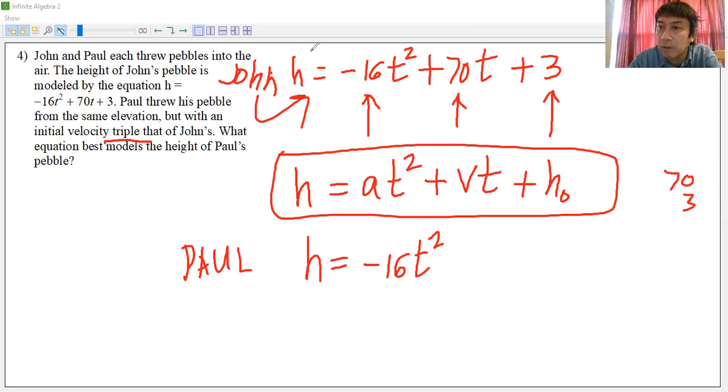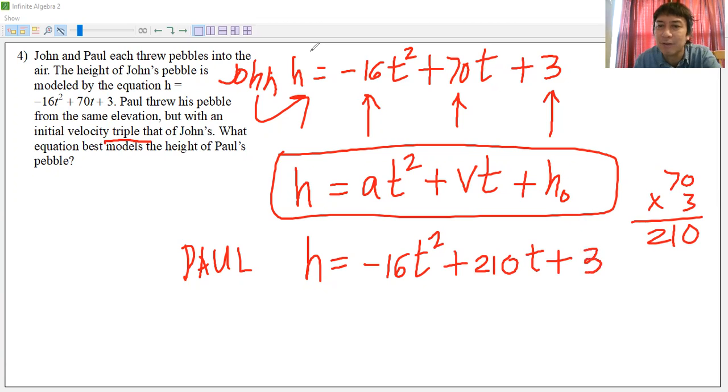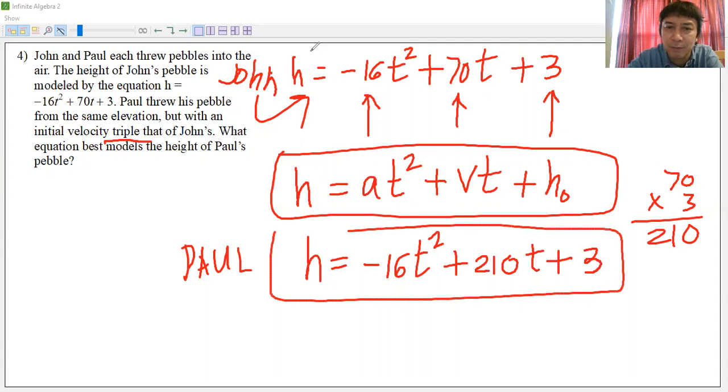And that will be 210. So this will now be plus 210 times time plus, well, the same elevation, the same location. So this will be for Paul there, and this must be the required equation for Paul. What equation best models the height of Paul's pebble?